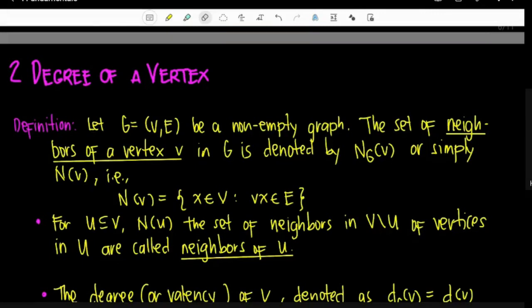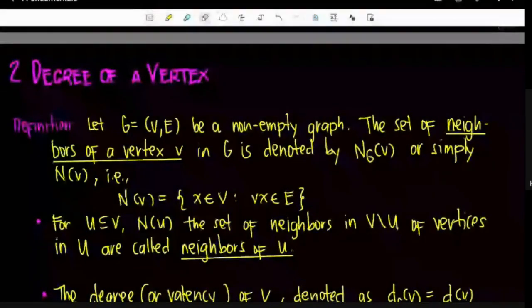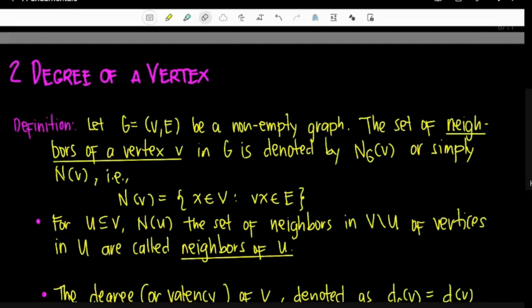For U a subset of V, the neighbors of the set U are the set of neighbors in V minus U. So, you do not include any vertex in U as neighbor of U. Sometimes kasi, two vertices might be neighbors of each other, but both of them are in U. So, we only consider those neighbors that are outside U. So, the neighbors of a set U are all the neighbors of each vertex in U that are not in U. Yung mga neighbor ng mga points na nasa U, pero yung neighbor na yon dapat nasa labas ng U. Okay. So, those are called neighbors of U.